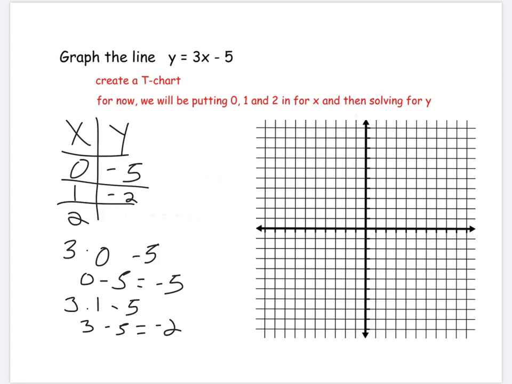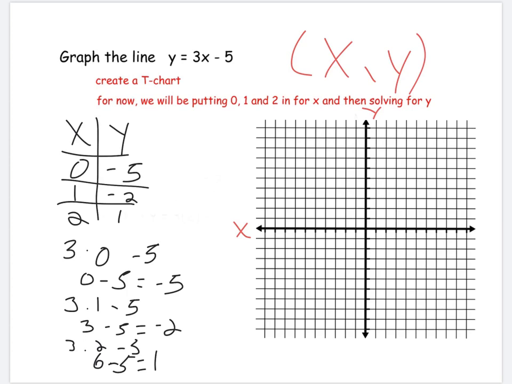And then my final x value is 2, so I would have 3 times 2 minus 5. 3 times 2 is 6, minus 5 equals 1. So my last solution pair would be 2, 1. So now I need to graph these. Remember, when you graph, the horizontal axis is the x, the vertical axis is the y, and when you graph an ordered pair, it goes x, then y.